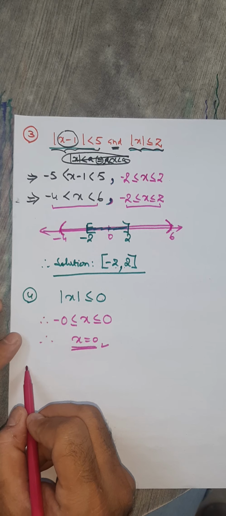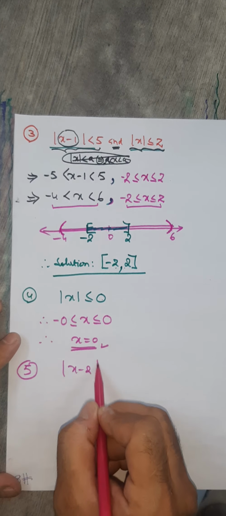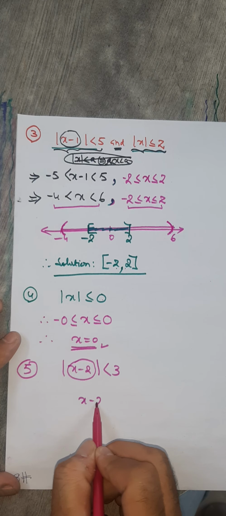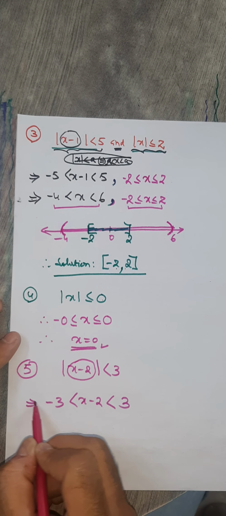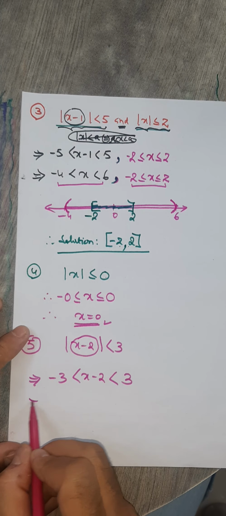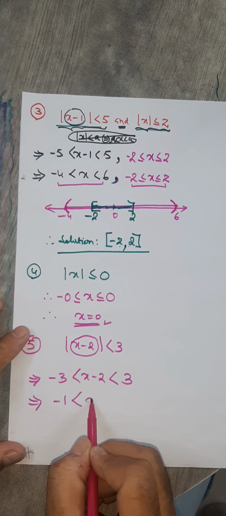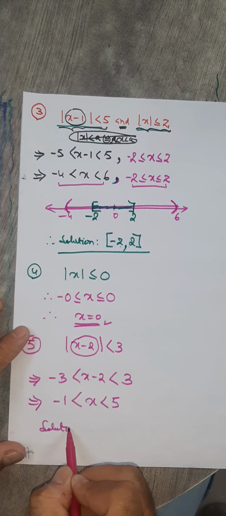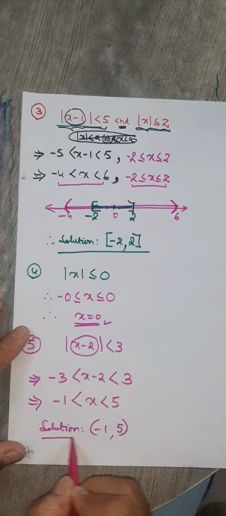So 0 is the only solution which satisfies this condition, remember. One more, like this. Modulus of x minus 2 less than 3. So this x minus 2 is between which two numbers? -3 to +3. Then adding 2 throughout the inequality because I need x only. So -3 plus 2 is -1, less than x, less than 5. So the solution is from -1 to 5, open interval. This is the solution.